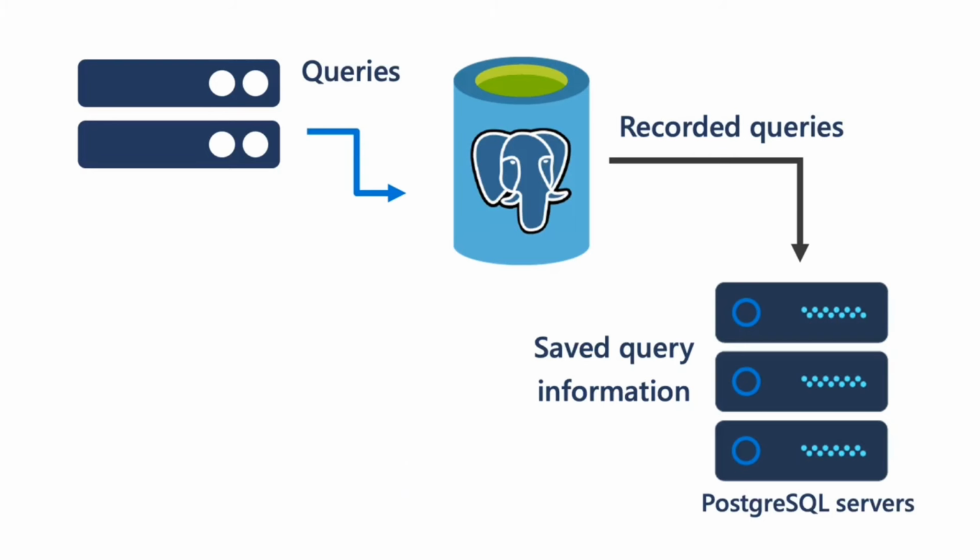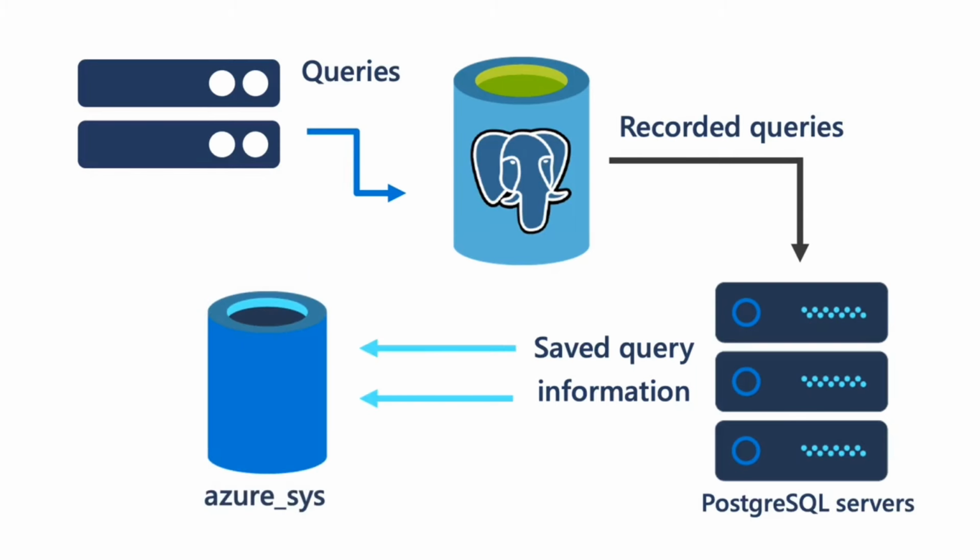Azure Database for PostgreSQL servers record information about the queries run against databases on the server and save them in a database named Azure_SYS. You query the query_store.qs_view to see this information and use it to monitor the queries that users are running. This information can prove invaluable if you need to fine-tune the queries performed by your applications.